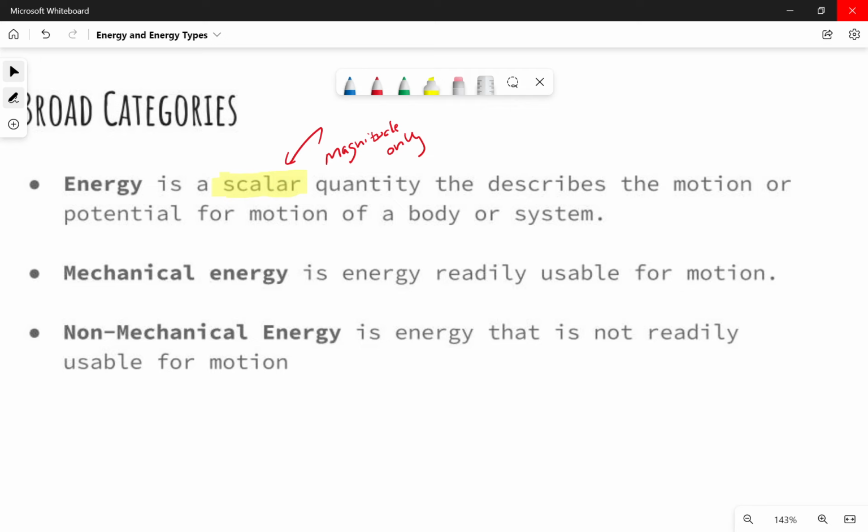It doesn't have a direction. It's not forward, backwards, left, right, up, or down. It's just that you have energy or you don't. And that's really useful because that means that energy will always add together.